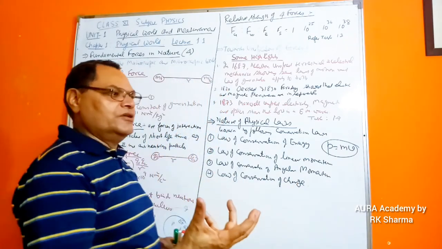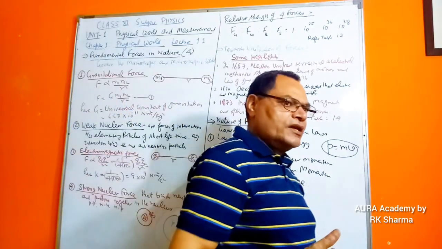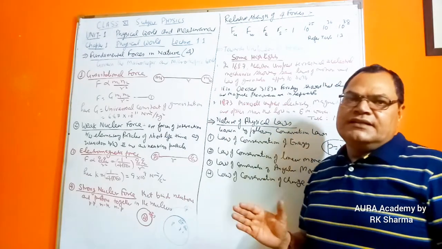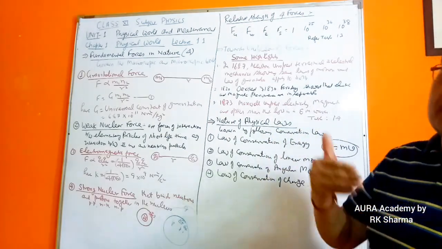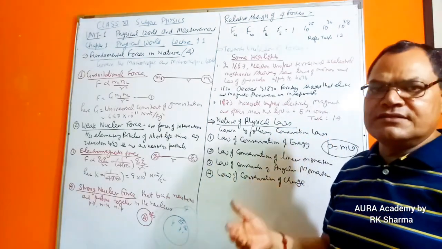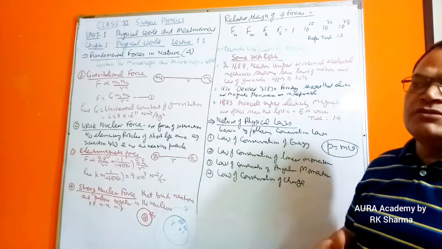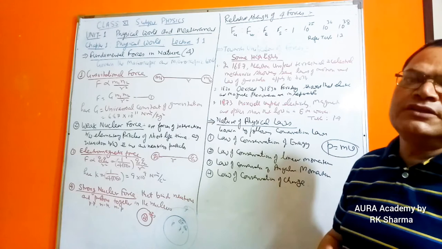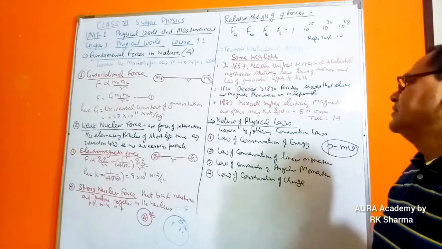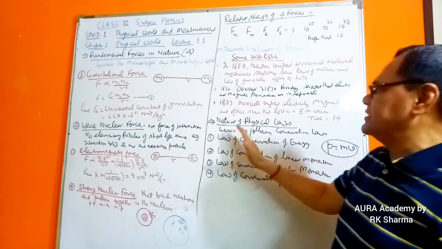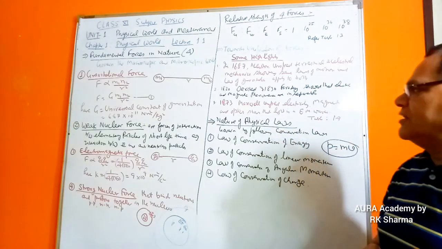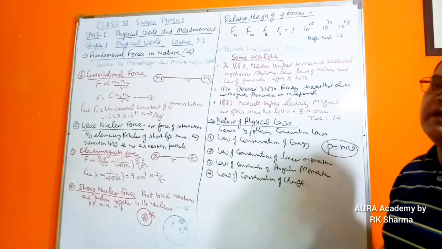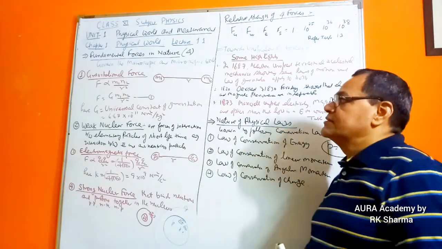Whenever we talk about a charged body or a system, we will state it like this: the total charge on an isolated system always remains conserved. It can neither be created nor be destroyed, but can only be transferred from one object to another. So these were basically the four conservation laws: the law of energy, linear momentum, angular momentum, and charge.